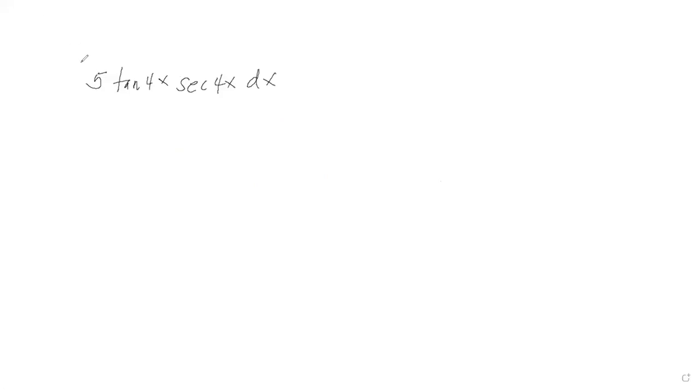Okay, you need to integrate this. So what do we do? The constant we write before the integral. Then we copy the function that we have, the tangent 4x and the secant of 4x dx. The tangent has a derivative which is secant squared, but it's not secant squared here. So what do we do? This is what you do.